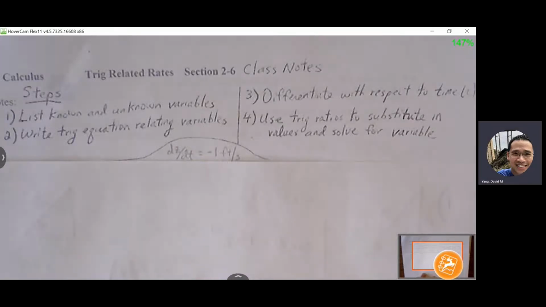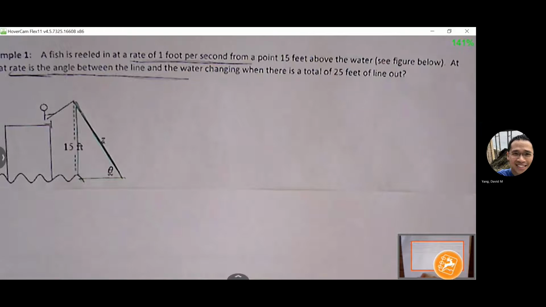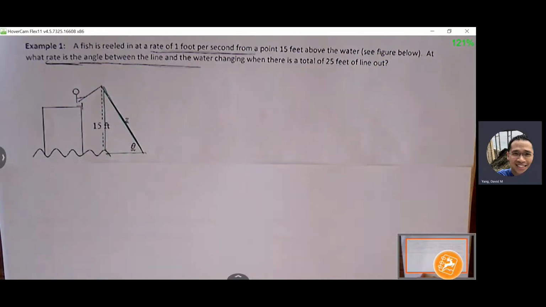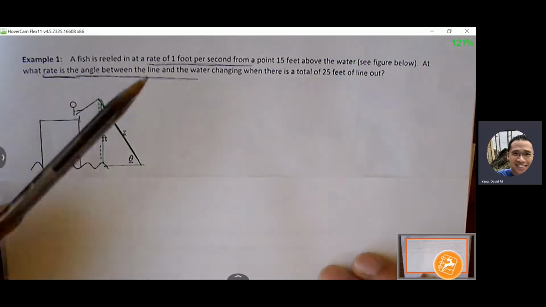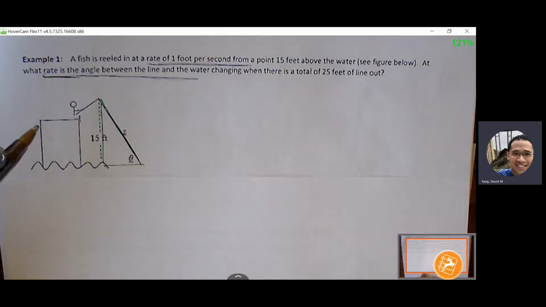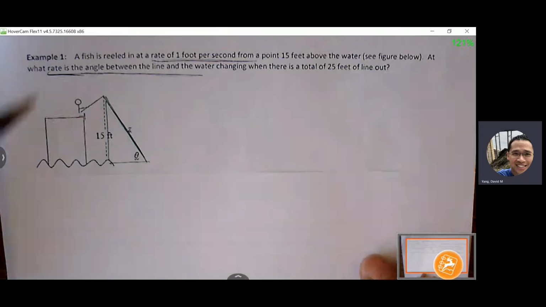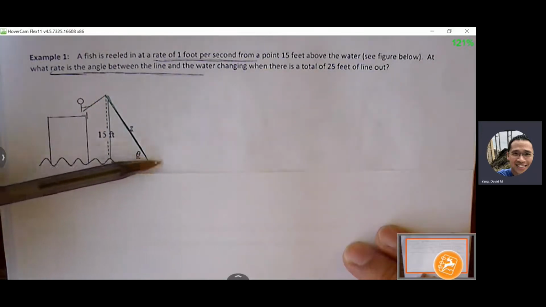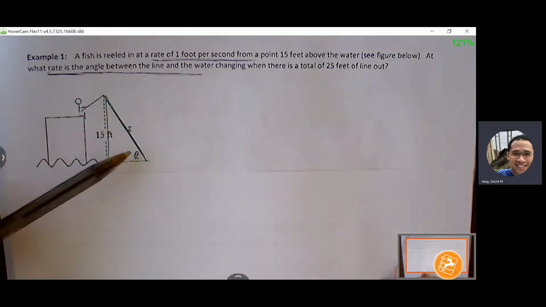Okay, so let's look at example 1. Let me read this problem here. It says a fish is being reeled in at a rate of 1 foot per second from a point 15 feet above the water. At what rate is the angle between the line and the water changing when there's a total of 25 feet of line out? Okay, so here's our diagram. We're always going to be involving a triangle, but now what's different is that we have theta involved in our diagram.